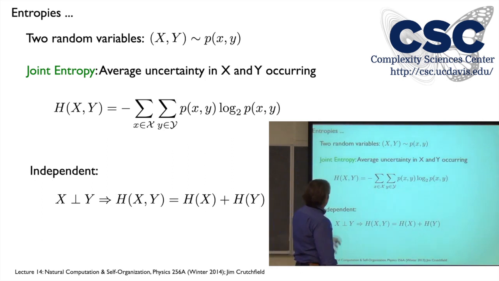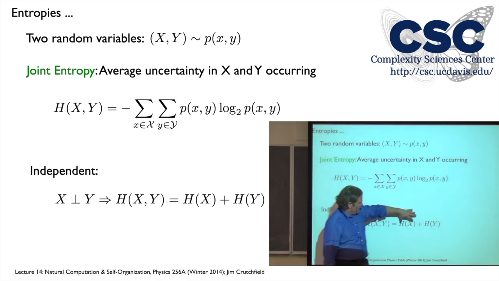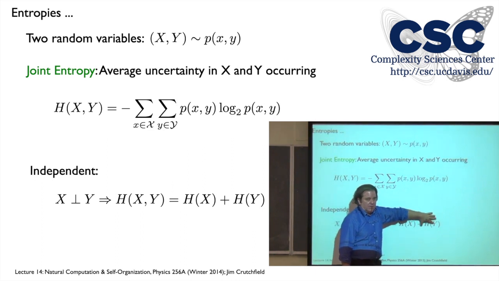And you can show, with this really just a minor extension, I'm just plugging a joint distribution into the previous single variable formula, you can show that when the random variables are independent, this joint entropy is simply the sum of the marginal entropies of the individual random variables.